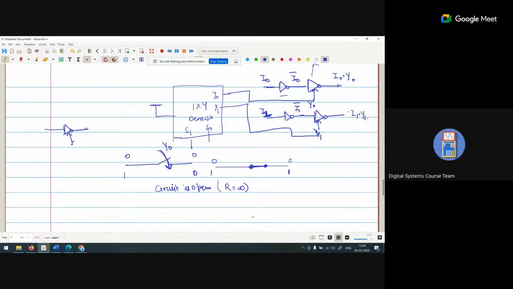Okay, so basically this particular high impedance state, the third state of the tri-state, is the controlling switch, the controlling point. One is the input, one is the output, and one is the controlling.